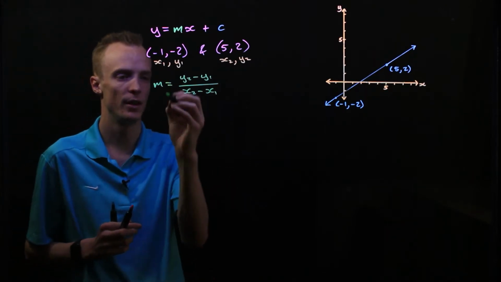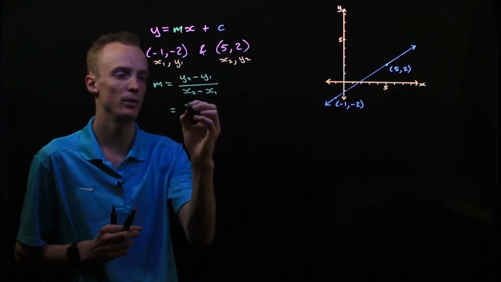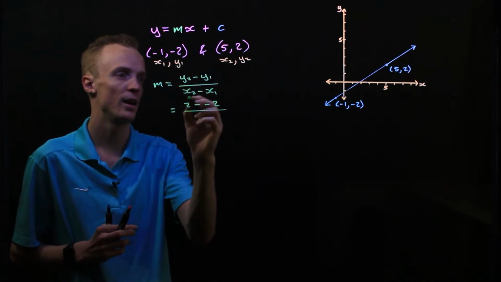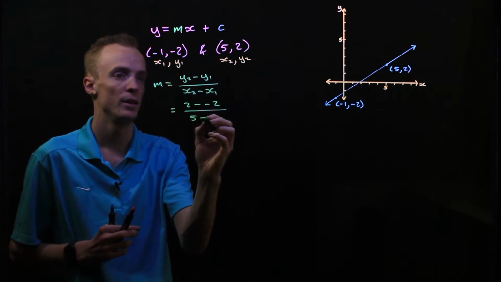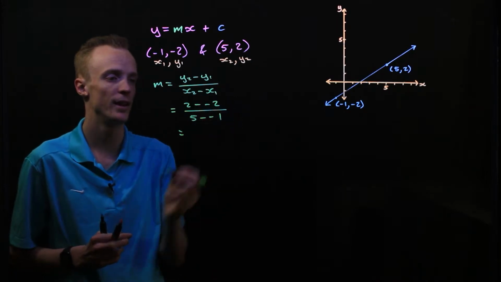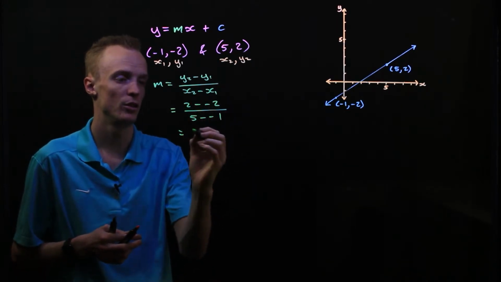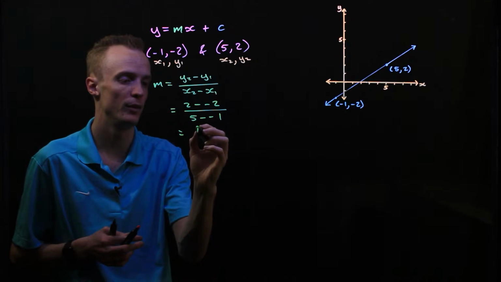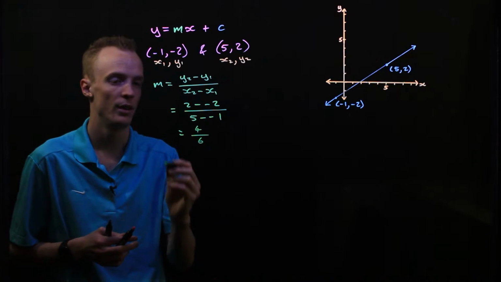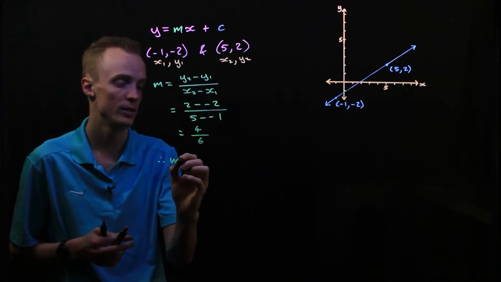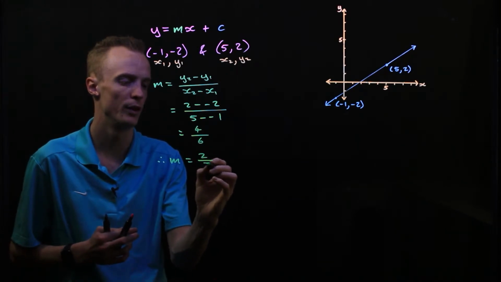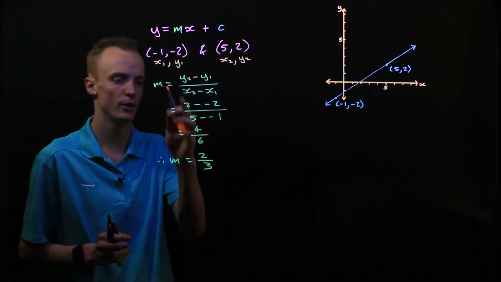So when I substitute these values in, our y2 will be 2, subtract our y1 of -2, and our x2 is 5, subtract our x1 of -1. Now, whenever we're subtracting a negative, it's the same as addition. So to subtract -2 will be +4, 5 subtract -1 will be +6. So therefore, our slope is equal to 4 over 6, which simplifies to 2 over 3. So now I've got the slope of this line.